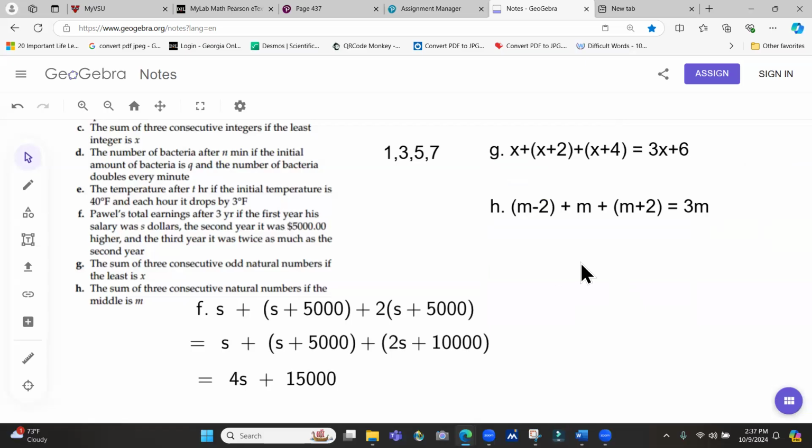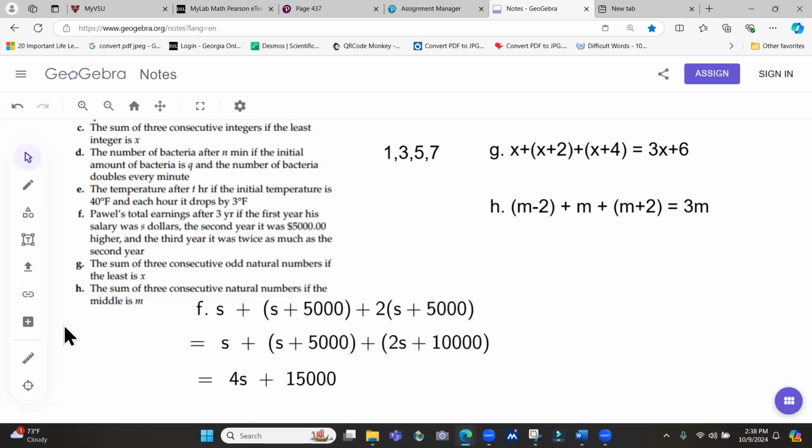I'm going to pause it just a little bit, okay? For this one, because it doesn't say necessarily odd natural numbers, do you have to do minus 2 and plus 2, or could you do minus 1 plus 1?